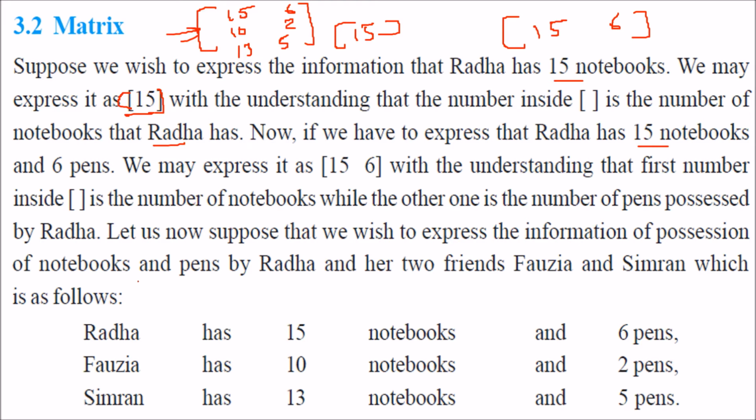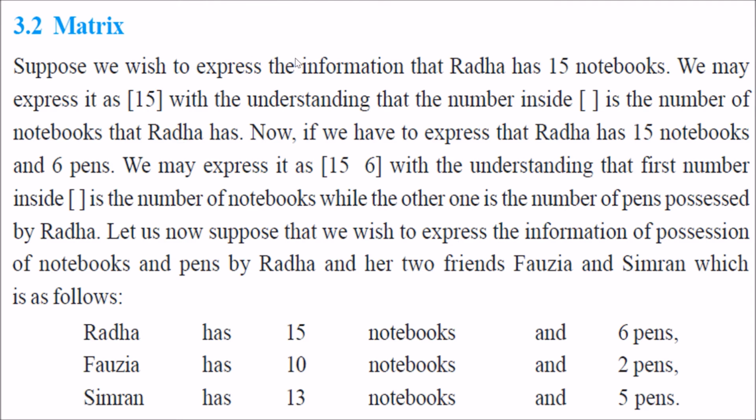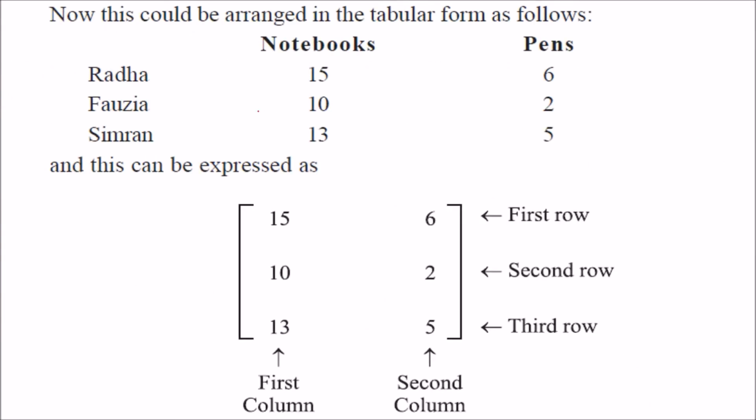You are writing in words, Radha has 15 notebooks and 6 pens. So here, Radha has 15 books and 6 pens. Similarly, Simran has 13 notebooks and 5 pens. Now, we can arrange it in some form. We'll write Radha, just make it as a table. Radha as, say, the row and the columns as notebooks and pens.